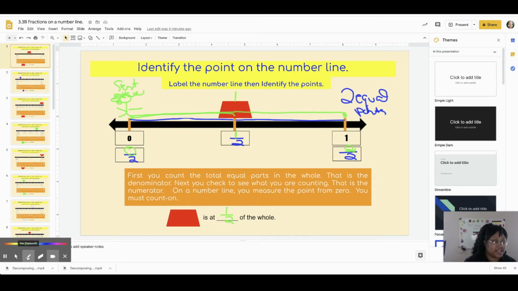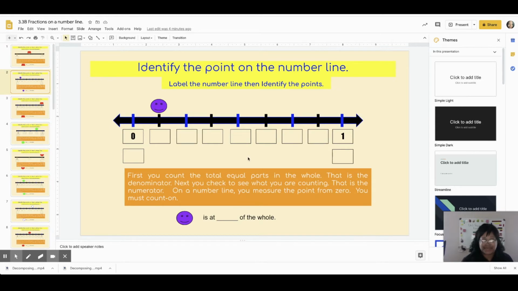Okay, so now let's look at the next one. Always do your song I taught you, even on a number line. It will give you the denominator, and then you just count your numerators from 0. Do not count lines. We count the parts, okay? So here we are on the number line. First, count the total equal parts in the whole.